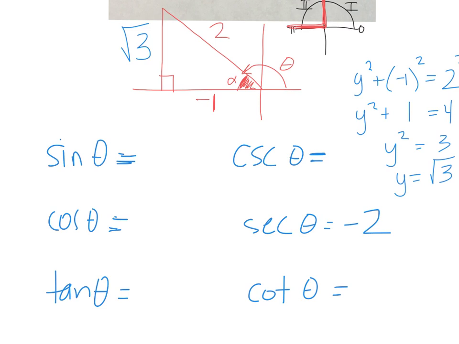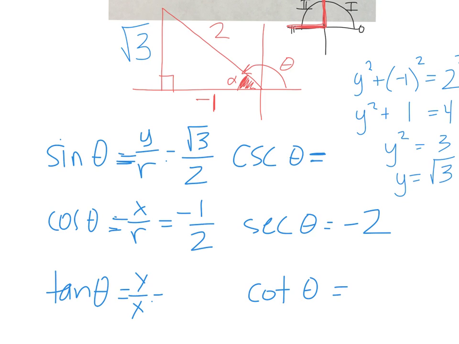Okay, so sine is a ratio of the opposite side, or the y value, over the radius, which is √3 over 2. The cosine is a ratio of the x length to the radius, which is -1 over 2. And the tangent is a ratio of the y value over the x value, so √3 over -1, which we can just write as -√3.